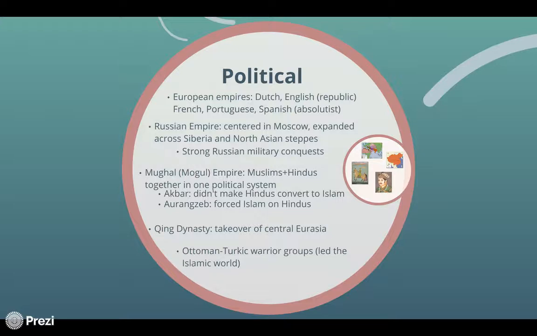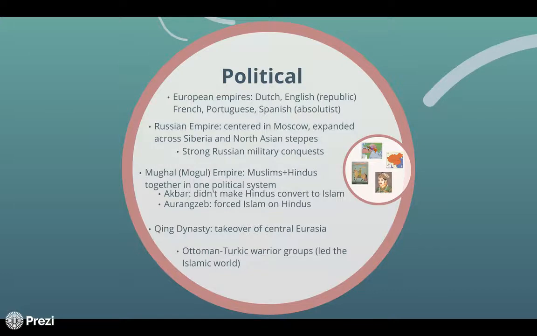The Russian Empire, centered in Moscow, grew during the early modern era. It hadn't really been big on the power scene yet, and it expanded across Siberia and the North Asian steppes, and they were mostly fur traders expanding it. And there were strong Russian military conquests, so they built a strong military and conquered nearby lands.